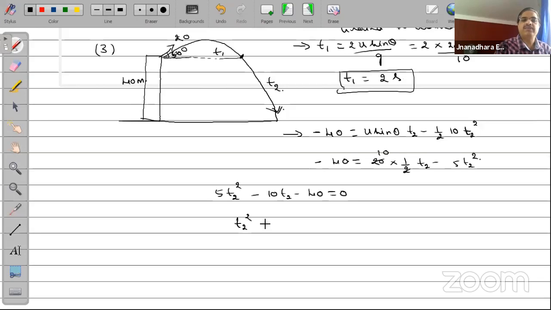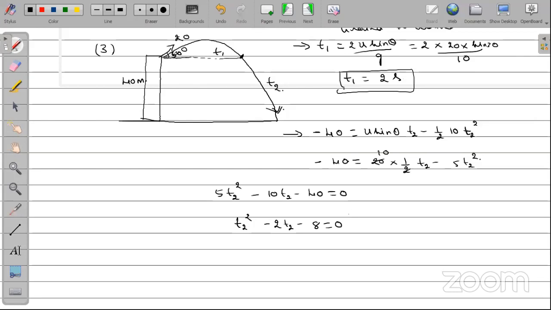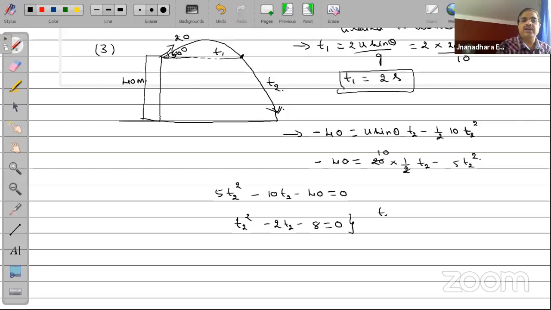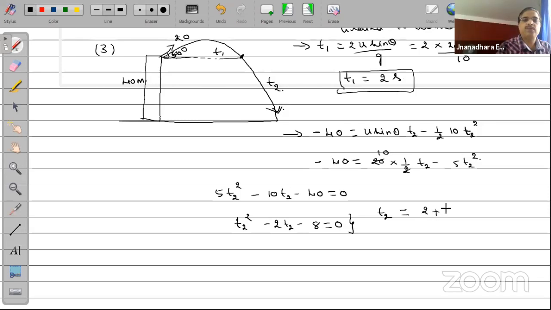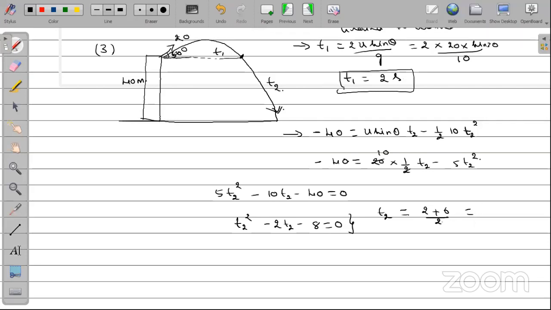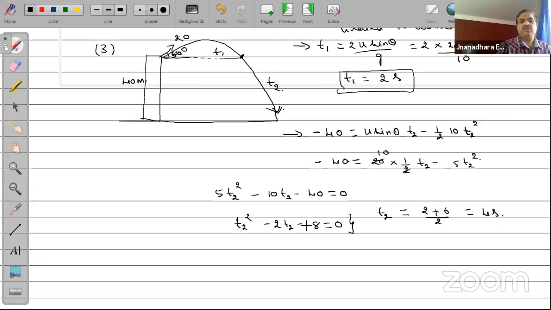Dividing by 5, T2 square minus 2 T2 minus 8 is equal to 0. Now solve this quickly to get what T2 is. You will find that T2 will be 2 plus 6 divided by 2, which will be equal to 4 seconds. Not really difficult to do. You can very quickly factorize it because it's that simple. You will get T2 to be 4 seconds.